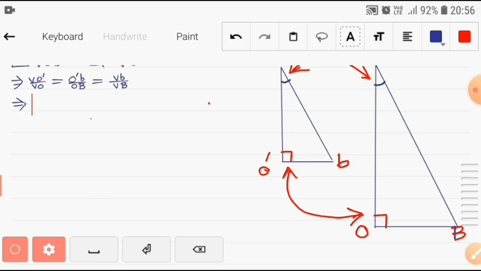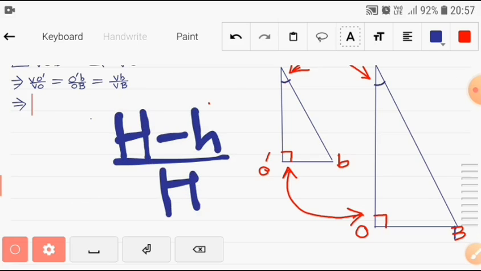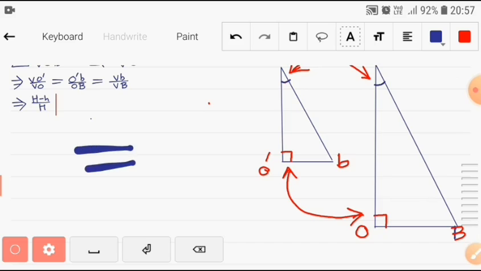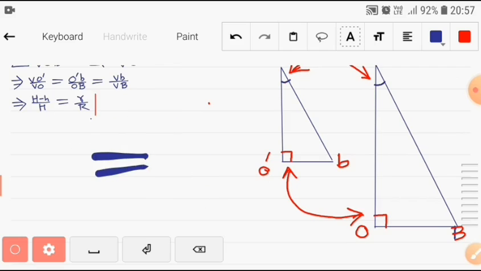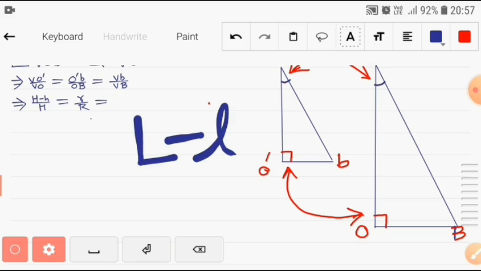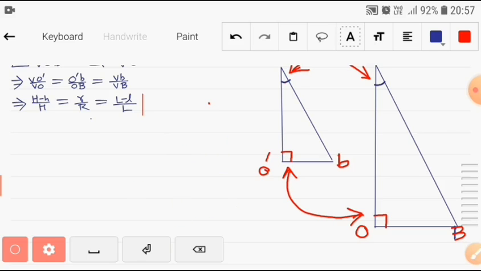The value of VO complement is H minus h. So H minus h by H will be equal to the radius of the upper cone by the radius of the big cone, which is equal to the slant height L minus l by L. Okay, so I put their respective values in their proper place. Now, VB is equal to L and V complement B is L minus l. Okay, I put their values.